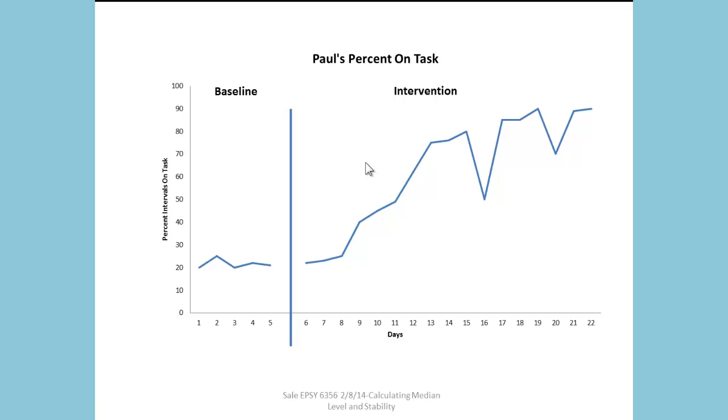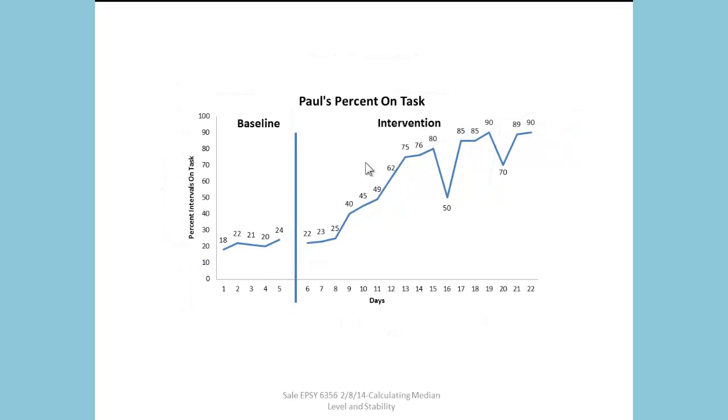Now, you're going to find sometimes that it may help you to put the numbers above the data points in Excel. And you can do this under data labels. Just put them above. I want you to take them off before you actually submit your graph. But you can do this if it helps you placing the median line.